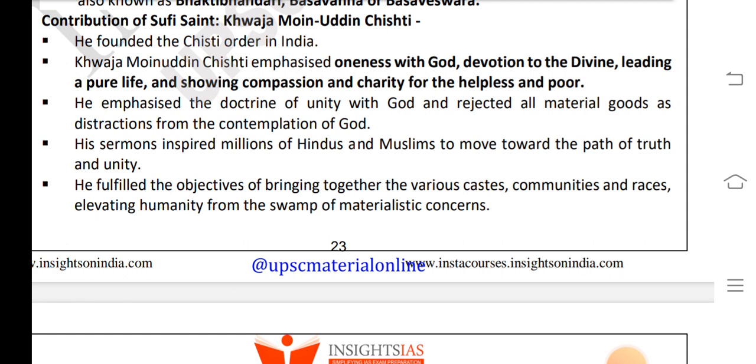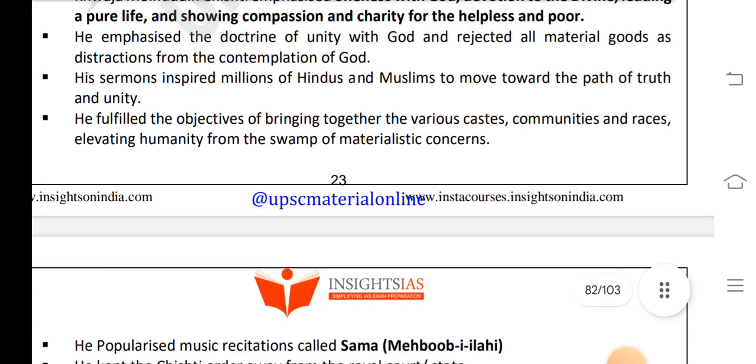Contribution of Sufi saint Khwaja Moinuddin Chishti. He founded the Chishti order in India. Khwaja Moinuddin Chishti emphasized oneness with God and devotion to the divine, leading a poor life and showing compassion and charity for the helpless and poor.